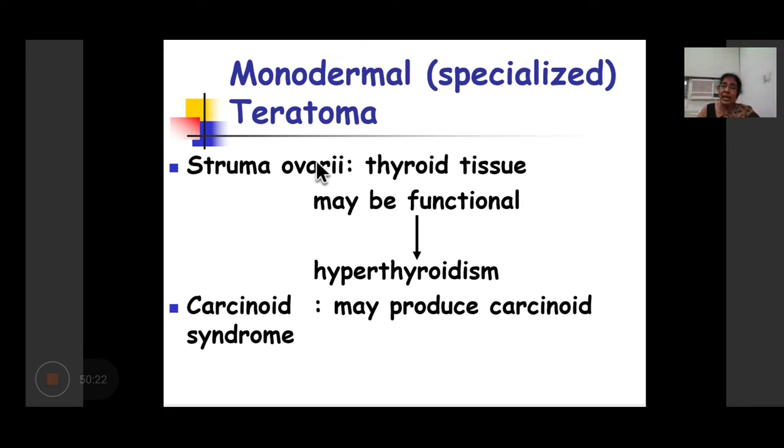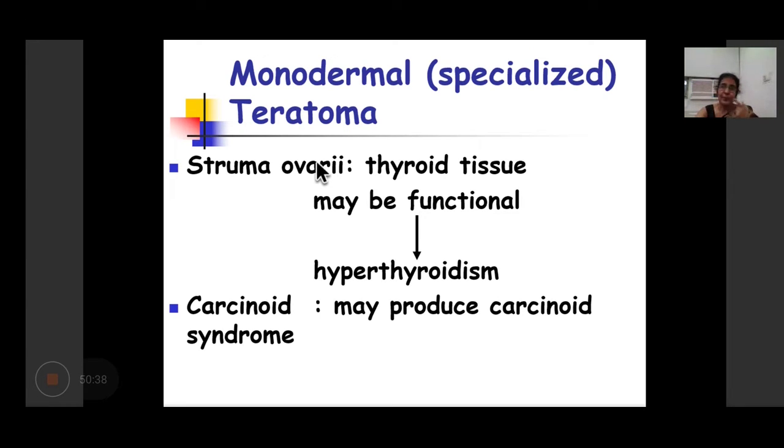So it may present with hyperthyroidism, and very uncommonly, there may be thyroid tumors developing in the teratoma. So similarly, you can have development of carcinoid tumors similar to what occurs in the GI tract, and that may present with a carcinoid syndrome.